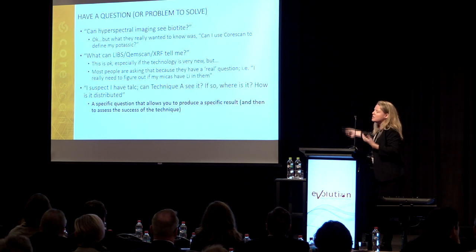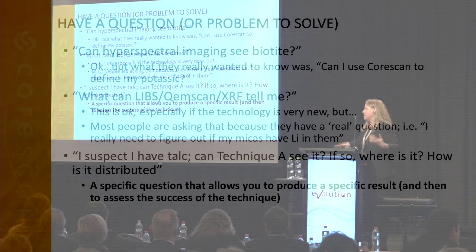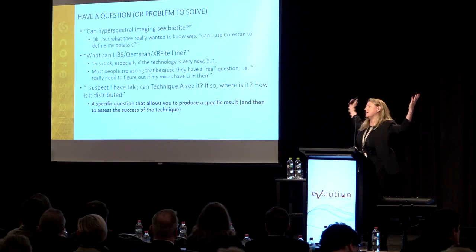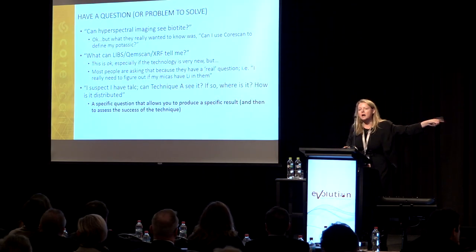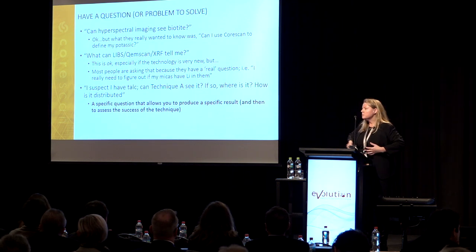So here are some ideas of questions that we've actually gotten. Can hyperspectral imaging see biotite? Okay, that's an okay question, but that wasn't what they were really asking. What they're really asking is what Carrie was talking about: can you see my potassic? We want to map my potassic. So that is a more specific question. What can LIBS or QEMSCAN or XRF or Corescan tell me? Okay, that's an okay question back in the early adopter phase, but that's not super helpful 10 years in.